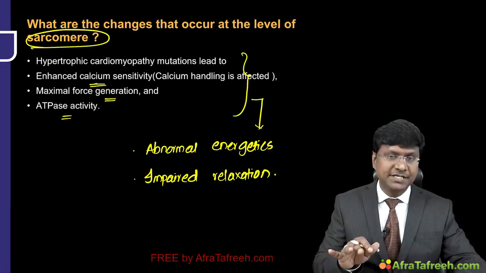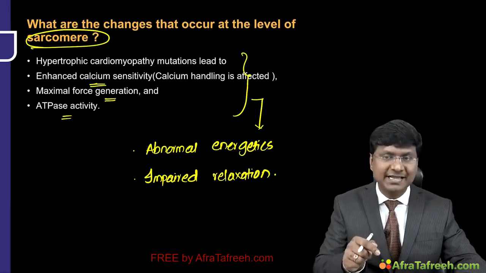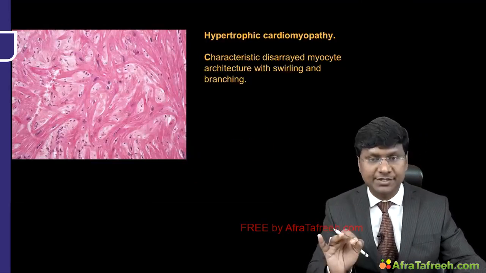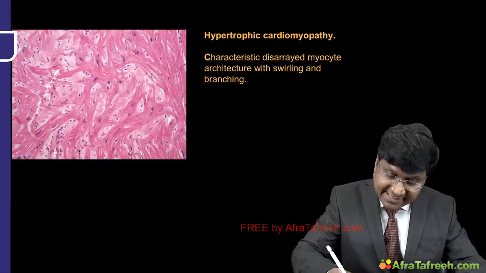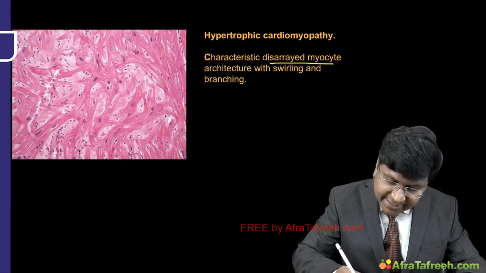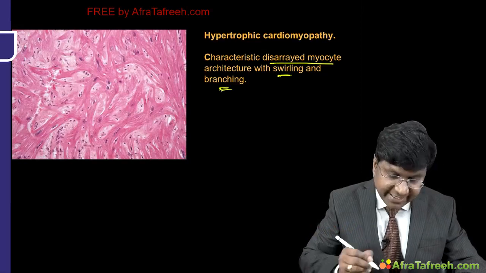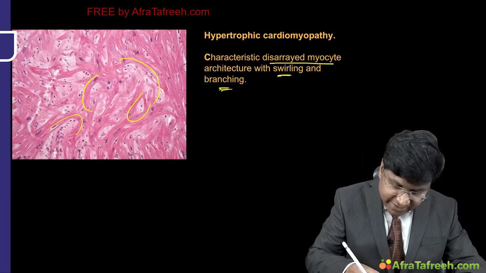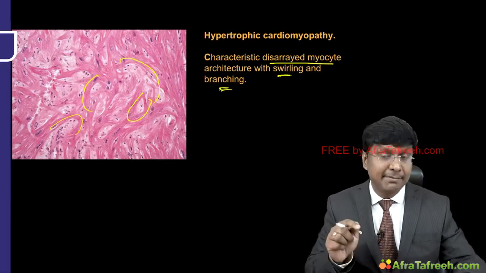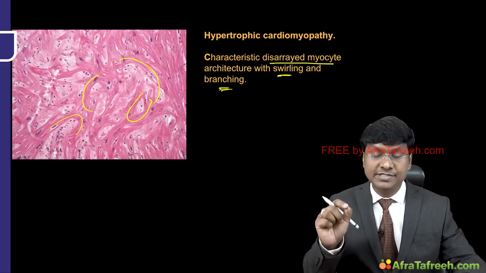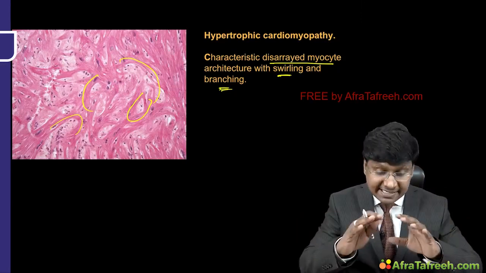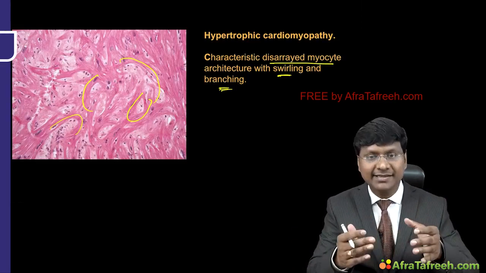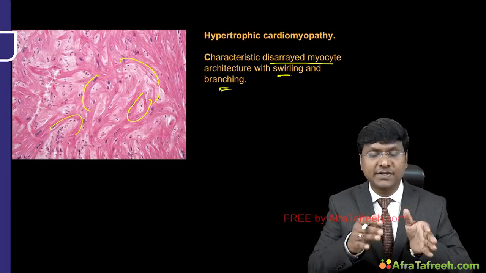If you take the biopsy in autopsy studies and examine it under the microscope, you will notice a characteristic disarrayed myocyte architecture with swirling as well as branching. The parallel structure is completely lost. The microscopic image of hypertrophic cardiomyopathy shows the characteristic misalignment and disarrayed myocyte architecture with swirling and branching, rather than the usual parallel arrangement of the myocyte fibers.